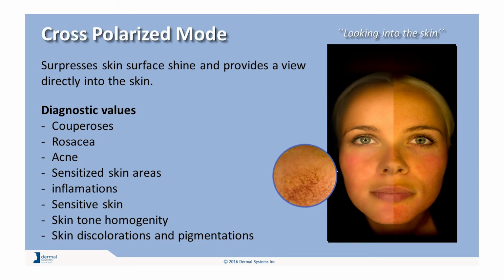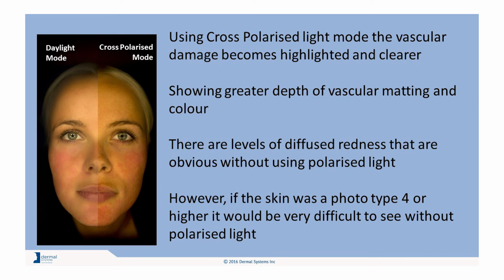The cross-polarized mode allows you to visualize redness and discolorations in the skin. The view into the skin is obscured by bright light reflecting onto the surface of the skin. In cross-polarized mode, a special filter suppresses such disturbing surface reflections and allows you to look into the skin. The diagnostic values of the cross-polarized light are as you see on screen here.